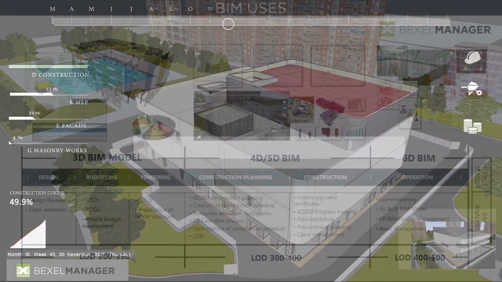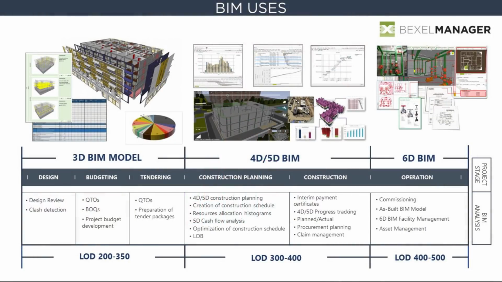In design, budgeting, and tendering purposes, we will use a 3D BIM model for design review, clash detection, quantity takeoffs, bills of quantities, and preparation for tender packages. Now, by adding the time dimension to that 3D model, we get something that's considered a 4D BIM model. And when we add cost information to that, we get something called a 5D BIM model.